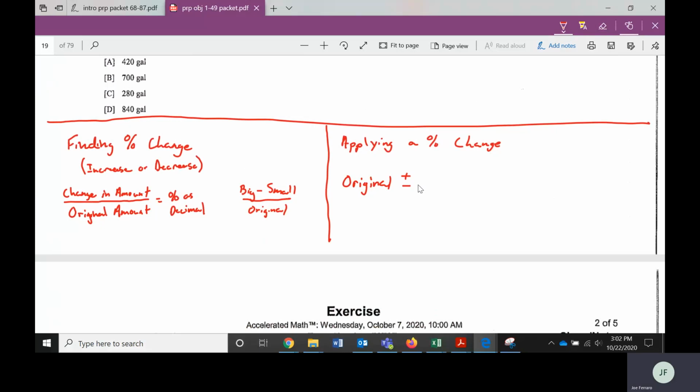Okay, add or subtract, and you're going to take the percent as a decimal, put in parentheses, times the original amount. And that'll give you the new value or the new amount.